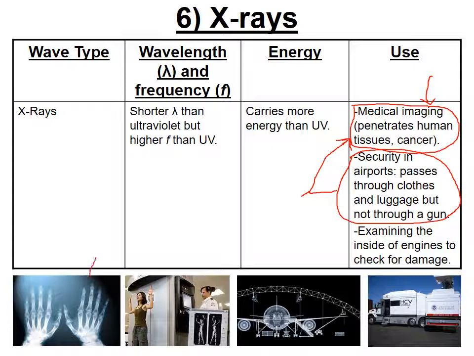Over here we can see an X-ray of bones. Since they're very dense, it won't pass through the bones, so we see that outline of the bones compared to other parts of your body. And we can also use X-rays for examining the inside of engines to check for damage on cars and in planes, because again, it can pass through many things that visible light and other forms of light cannot pass through.